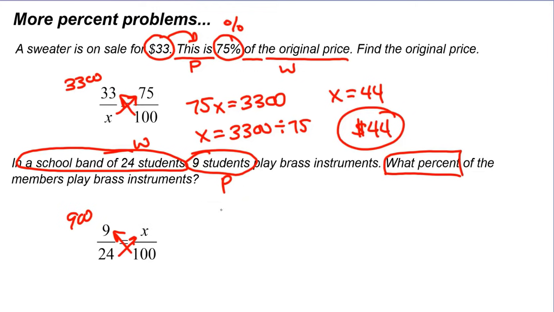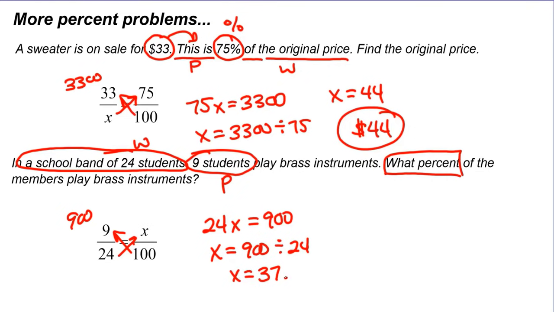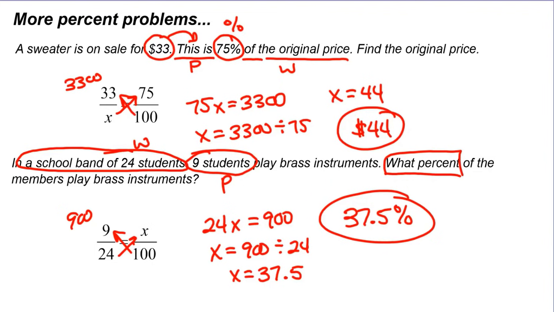100 times 9 is 900. So I know that 24 times x is 900. So x is going to be 900 divided by 24. And 900 divided by 24 is 37.5. And again, we were looking for a percent. So it's 37.5% of the band play brass instruments. So that is using the percent proportion to solve percent problems, either when the part is missing, the whole is missing, or the percent is missing.